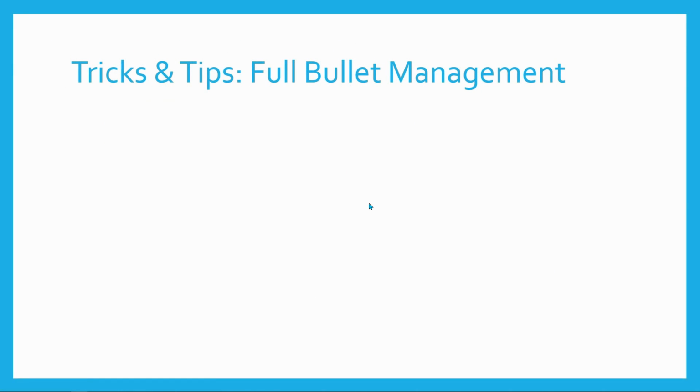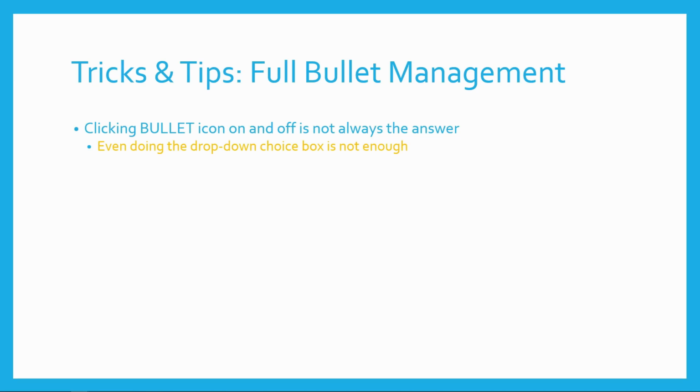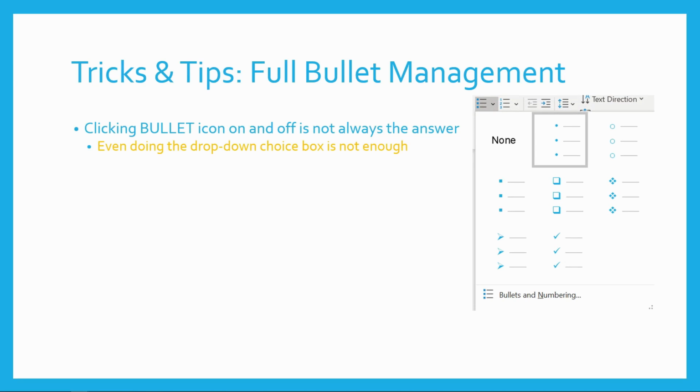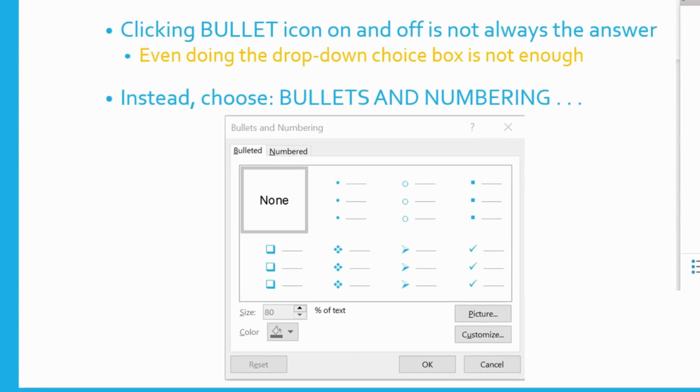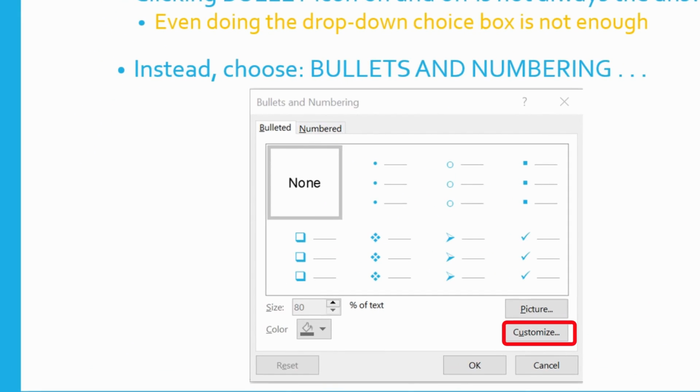Here are some of my hard-learned tips on bullet and numbered management. While you can do some changes to the bullet list by selecting new icons from the drop-down box, there are times that you need more control. Go to Bullets and Numbers. You have a list to choose from, and you could customize with Wingdings icons or even bring in a picture as your bullets, but be careful as it might look cheesy.